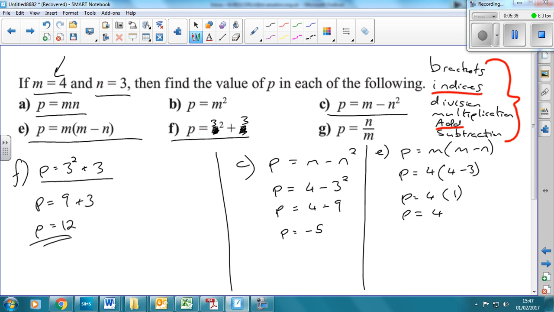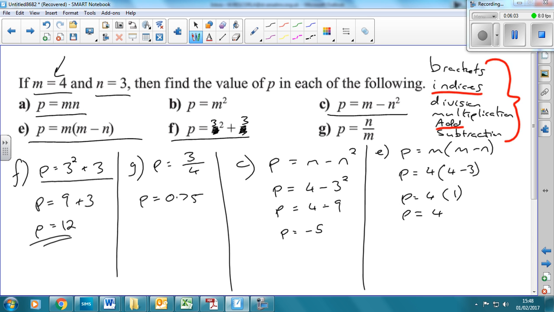And then finally, if we have a look at question G, you've got p equals n divided by m. That's going to be 3 over 4. Then we can just leave it like that, because that's 3/4. If you wanted to work out what that is as a decimal, 3/4 is the same as 0.75. And that's how you do substitution.